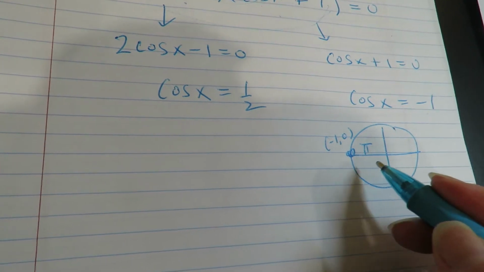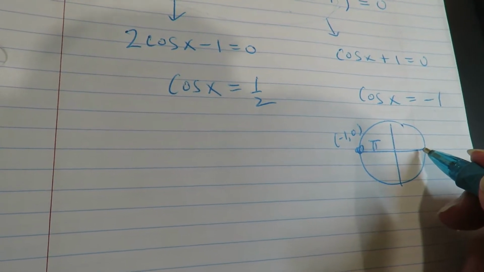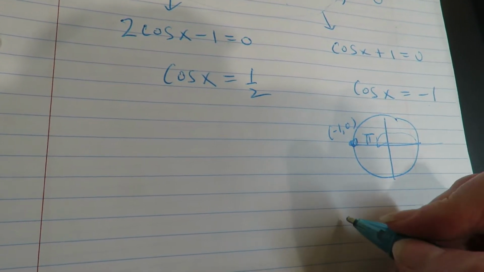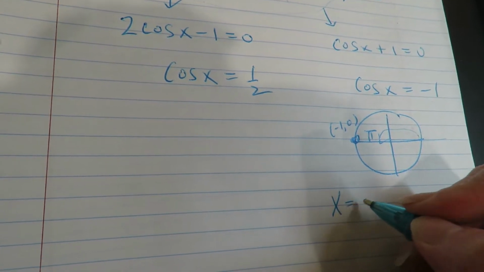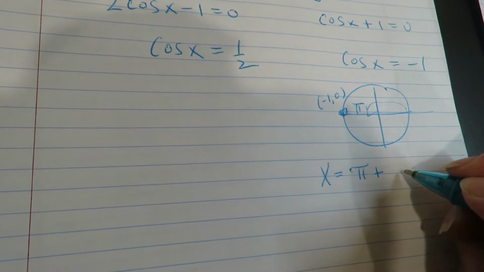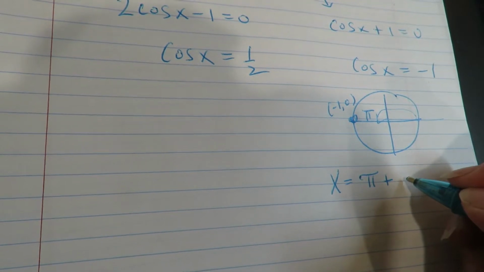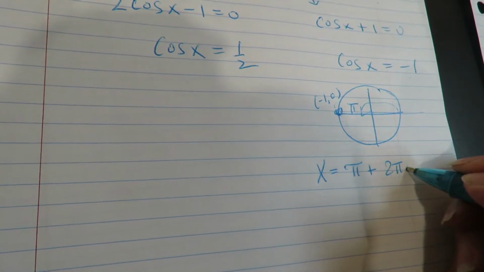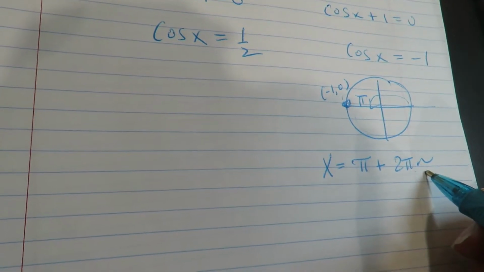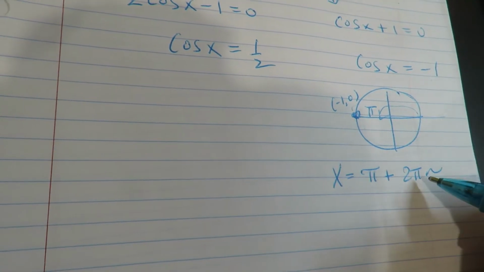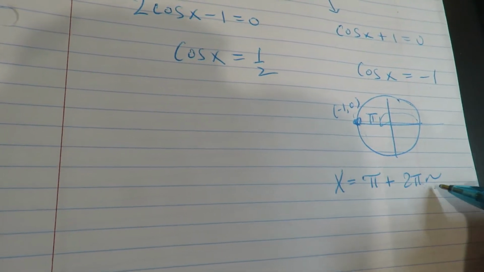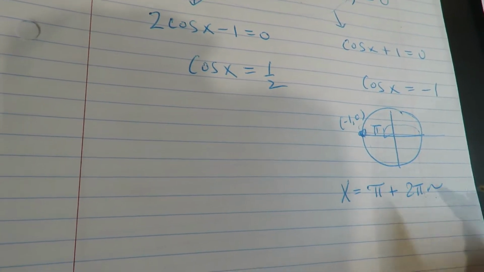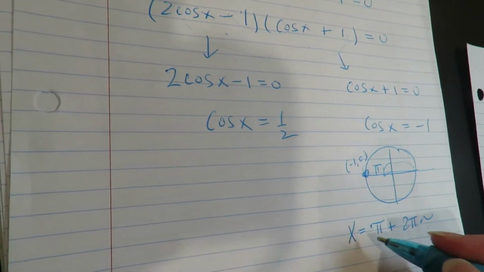So for all the answers for this one, in standard position, the first one I hit is pi. So x is going to equal pi. Then you have to use all the coterminal angles. It takes 2 pi to get back around, so 2 pi n, where n is an integer. So this will be all the solutions to this: pi, 3 pi, 5 pi, 7 pi, on and on. Alright, so that's that part.